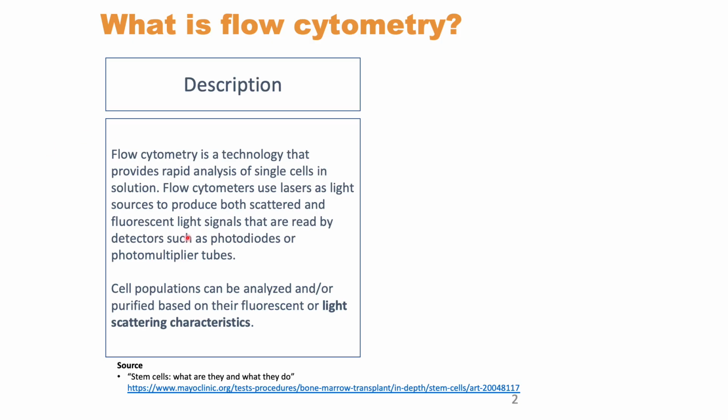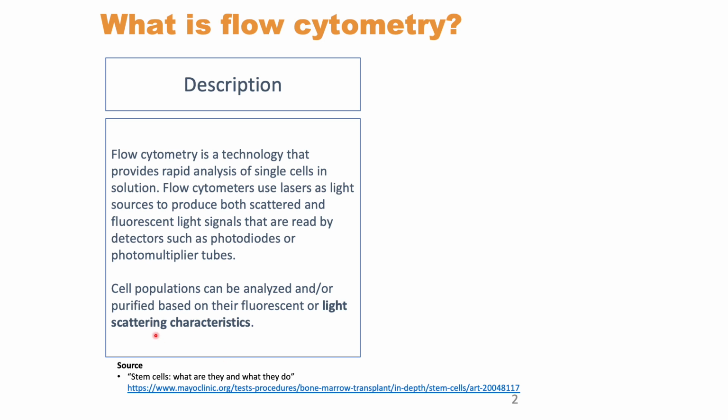So what is flow cytometry? Flow cytometry is a technology that provides rapid analysis of single cells in a solution. Flow cytometers use lasers as light sources to produce both scattered and fluorescent light signals that are read by detectors such as photodiodes or photomultiplier tubes. Cell populations can then be analyzed or purified based on their fluorescence or light scattering characteristics.